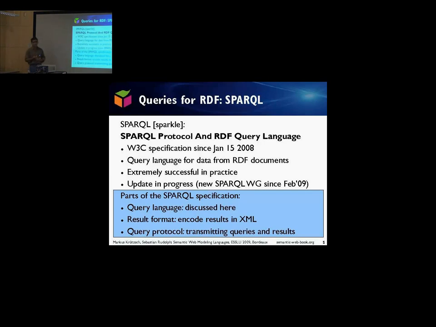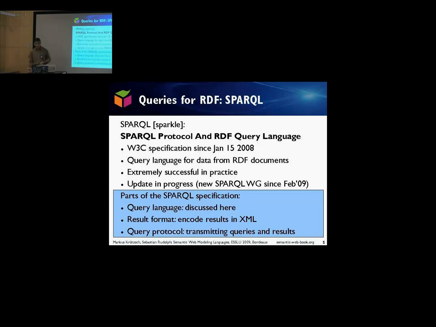Parts of the SPARQL specification, like all the W3C standards, so there is a particular document which describes the syntax and semantics of SPARQL. The query language, which we will be looking at over here, then the result format, because what you will be getting in the form of a result is basically a graph. So encoding of that particular graph becomes an important issue.